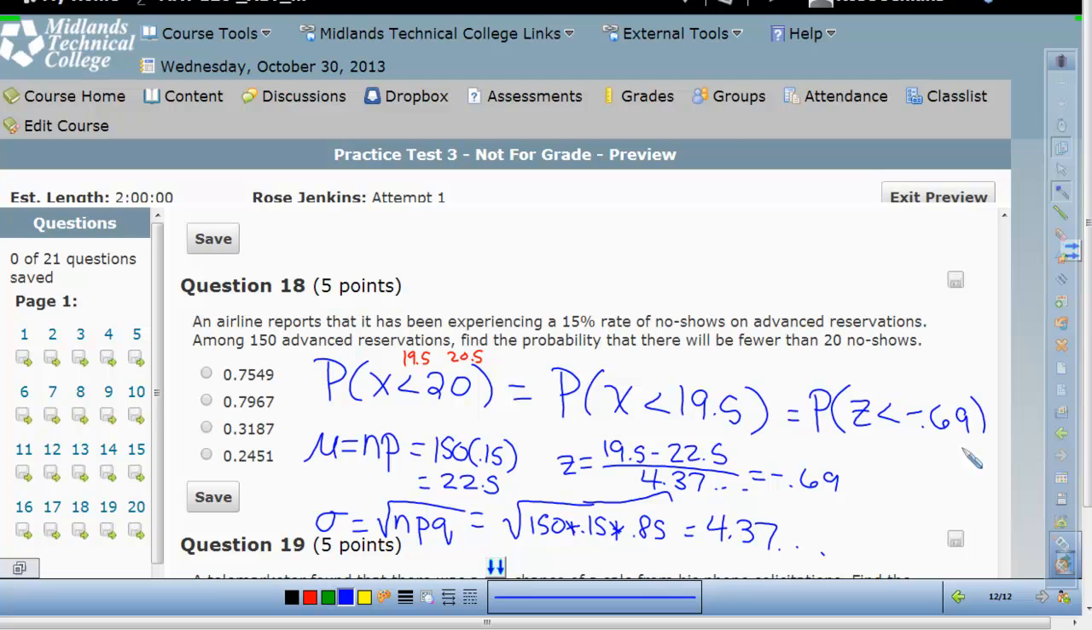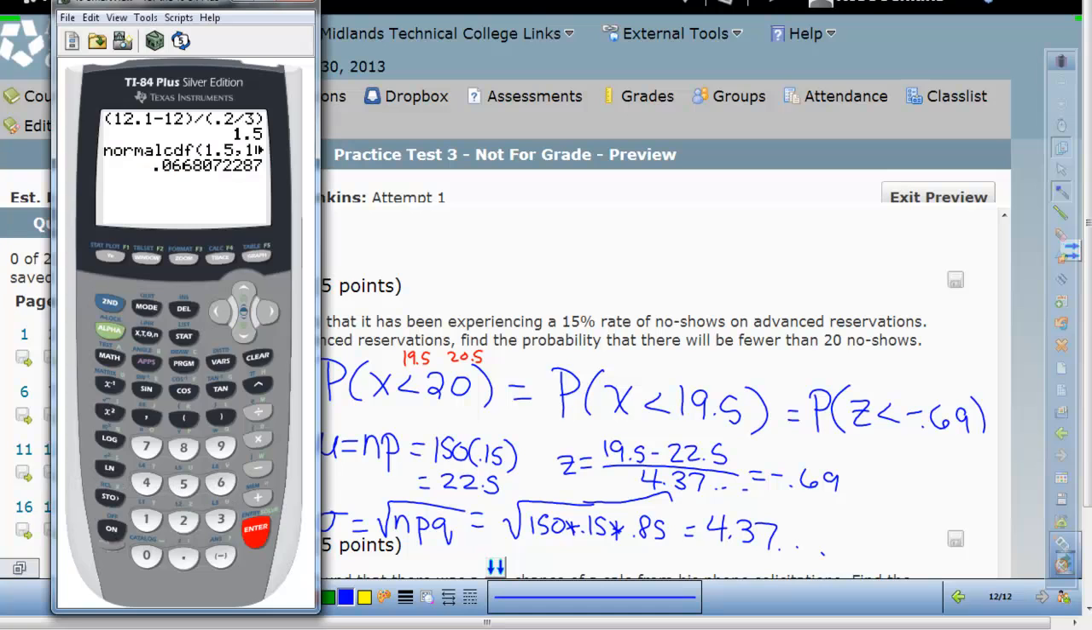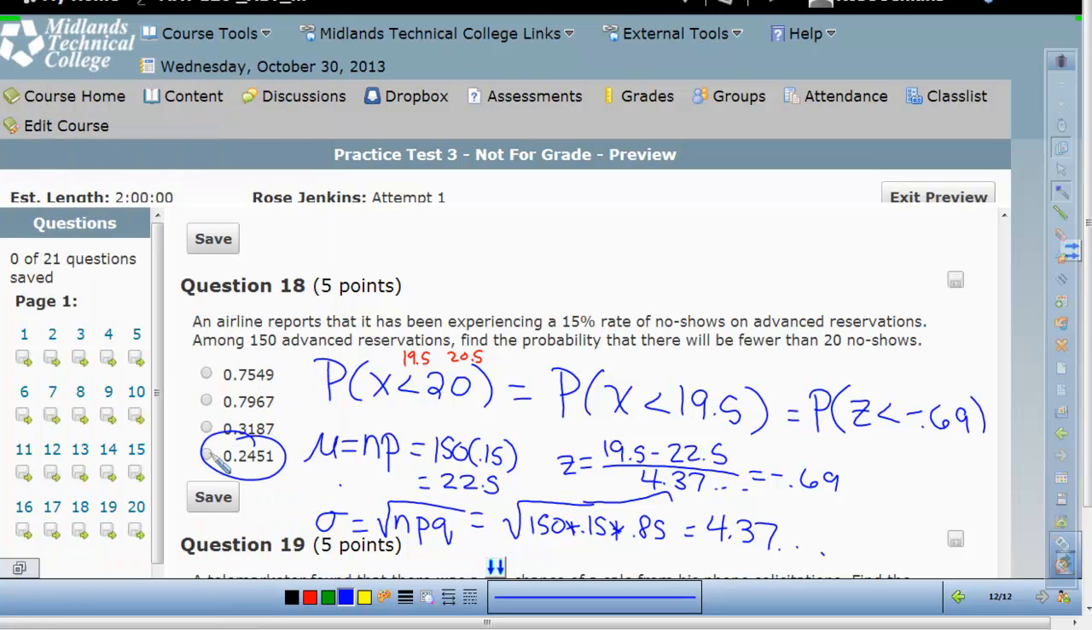Okay, and of course we can use the calculator from there to get the answer. Normal CDF, that's correct. So number 2, and then we do minus infinity to negative 0.69. And so I've got 0.2451. Now, that's what we had to do before we had $100 calculators.